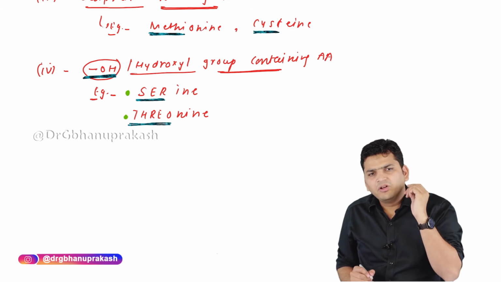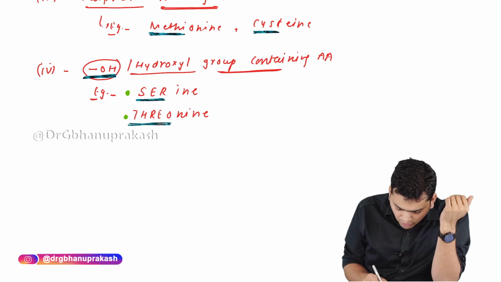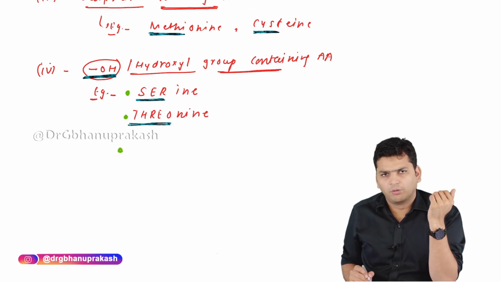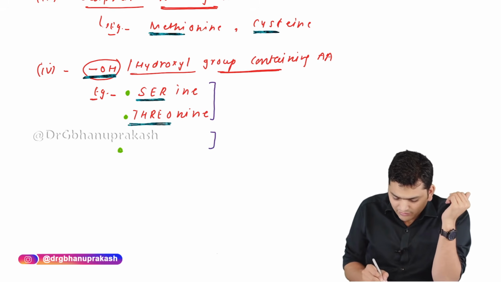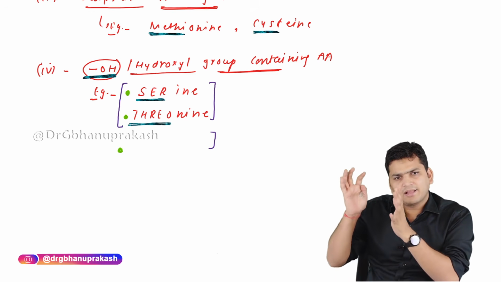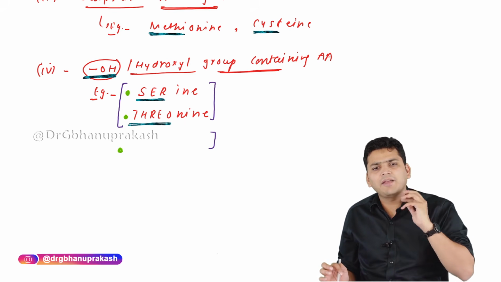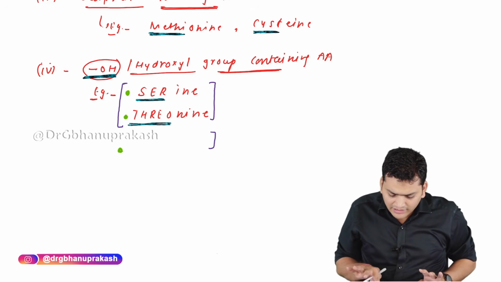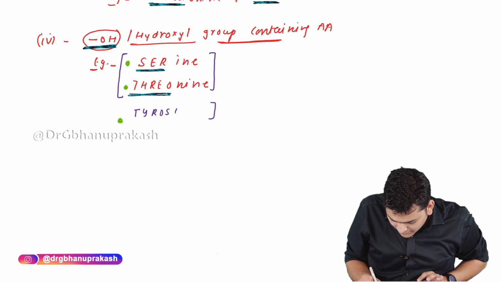These are the two amino acids which contain the hydroxyl group. But there is one more amino acid which also contains the hydroxyl group, with a certain characteristic difference from these two. That is why I have not told that earlier. Let's first write down the name of that amino acid. It is tyrosine. Tyrosine also contains the hydroxyl group.